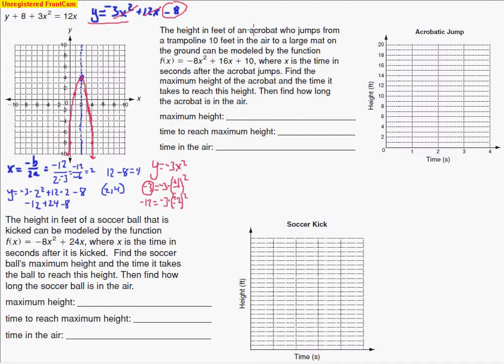Well, here are a couple word problems. And so let's take a look at the first one. It says the height in feet of an acrobat who jumps from a trampoline 10 feet in the air to a large mat on the ground can be modeled by this function. So here it is. Here's a quadratic.